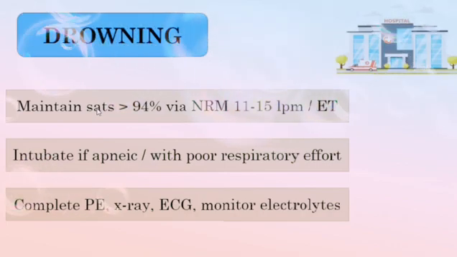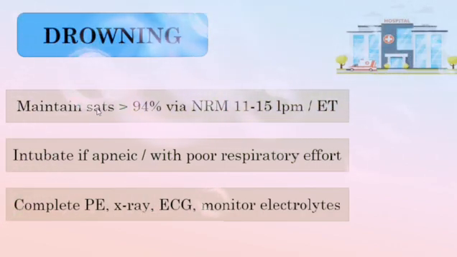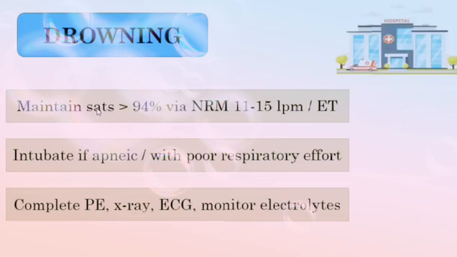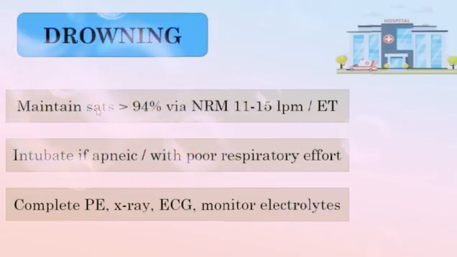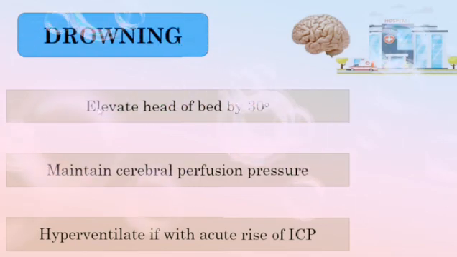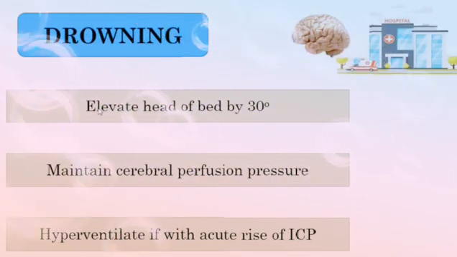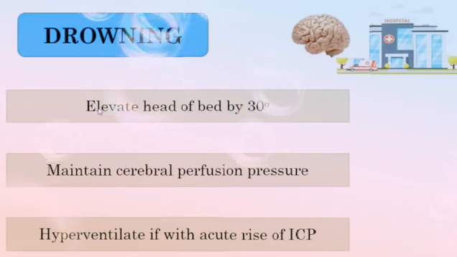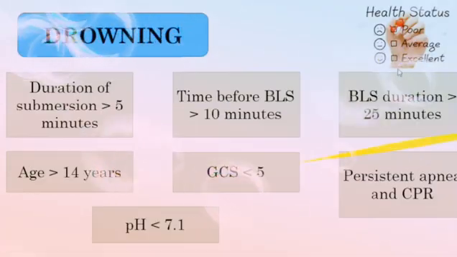Maintain SATs at 94% via NRM at 11 to 15 LPM per ET. Intubate if apneic with a poor respiratory effort. Complete PE, X-ray, ECG, monitor electrolytes. Elevate the head of bed by 30 degrees. Maintain the cerebral perfusion pressure. Hyperventilate if there is an acute rise of ICP.